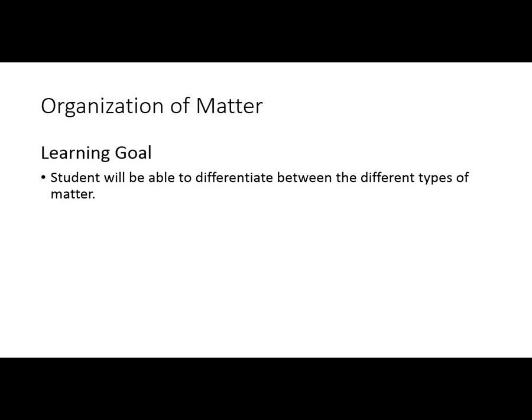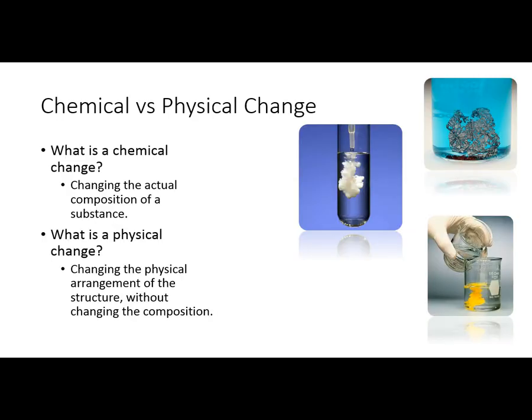Now, the overall goal that we're looking at here is we want you to be able to differentiate between the different types of matter. This video isn't going to be long because, again, it's just a review of the material that we've covered before. Now, the first thing that we want to look at is the types of changes that we're going to undergo when we look at our chemical reactions.